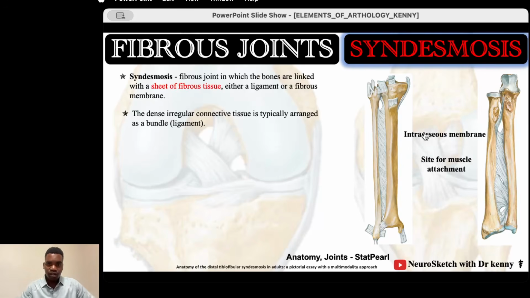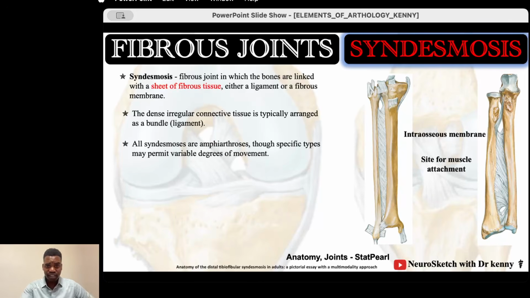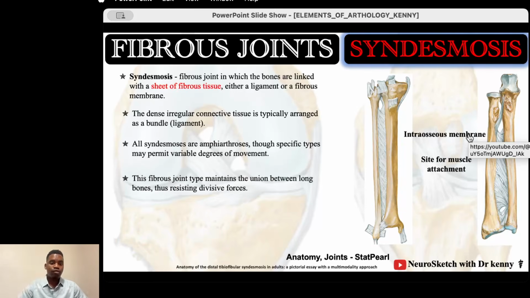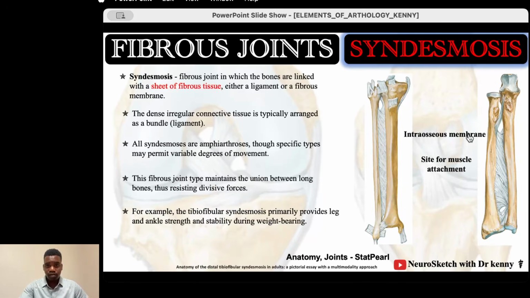They are found between the tibia and fibula, this is the tibia and fibula, and also between the radius and ulna, and they also act as the site for muscular attachment. We discuss that later. The syndesmosis is an amphiarthrosis, as I've said, so it is slightly movable, but the degree of mobility varies across different types of this joint. So these are examples of the syndesmosis.